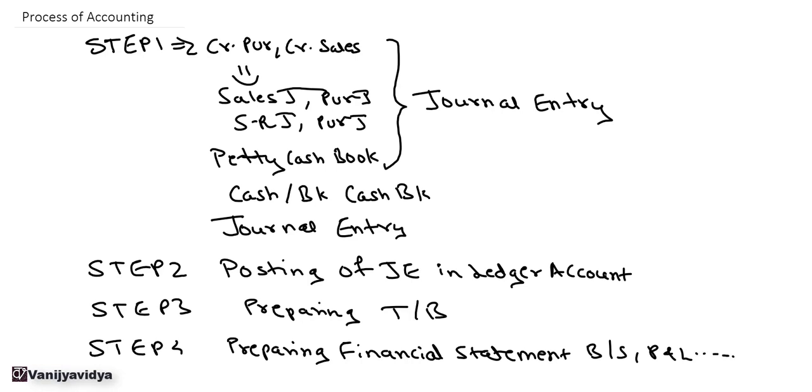Now, if you see, there are so many steps in the process of accounting. Now, it is possible that there might be some errors in some of the steps, and it may affect your trial balance and your financial statement. So these are known as errors in accounting. So now let us just try to visualize what all errors can be there.